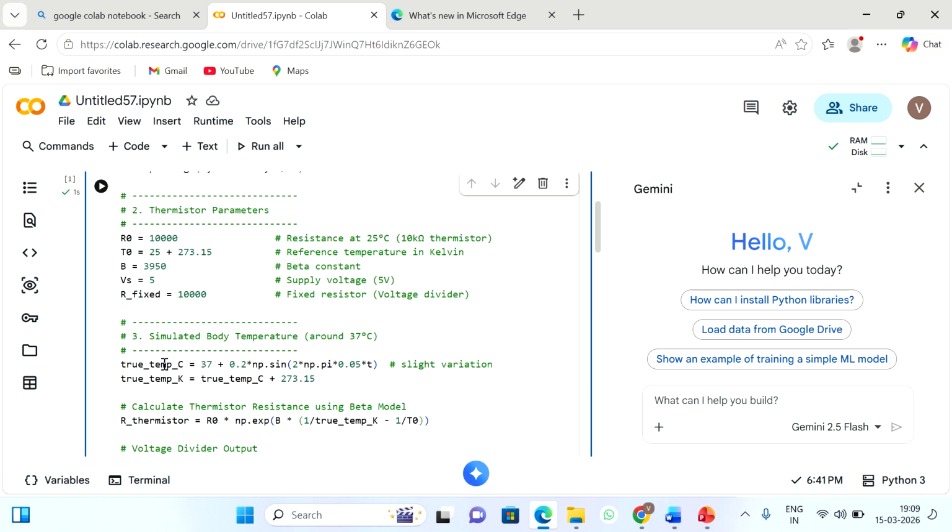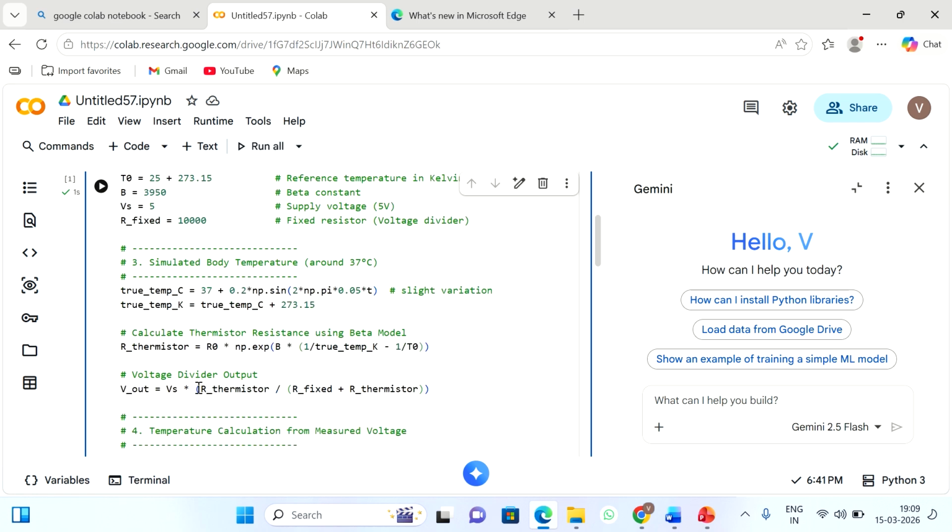The temperature in C calculated from the previous expression has to be converted into Kelvin. That is why we are getting temperature in Kelvin, which is equal to true temperature underscore C plus 273.15. So we have to add this value. So finally we will get all temperature values in C, and we will get temperature values in Kelvin.